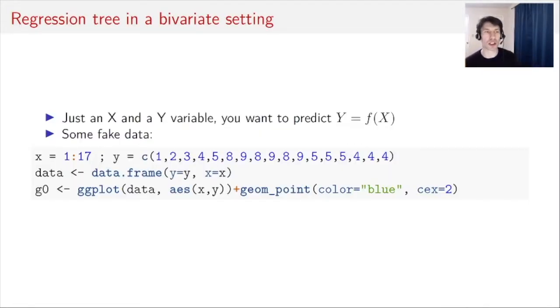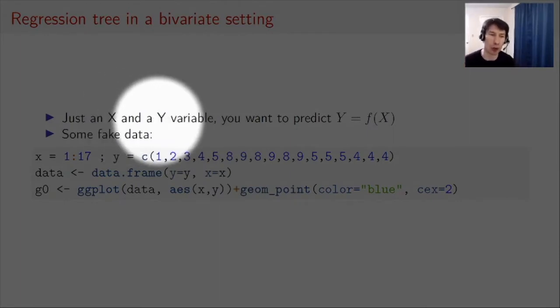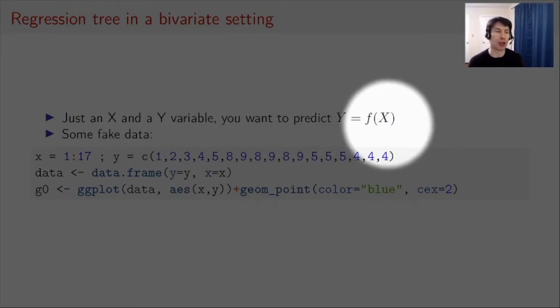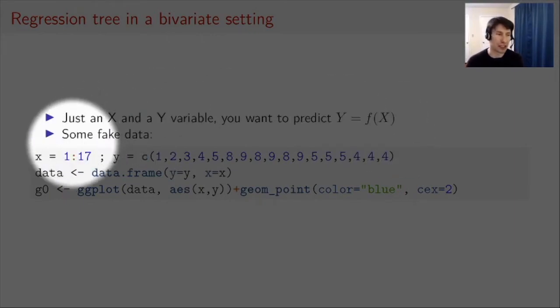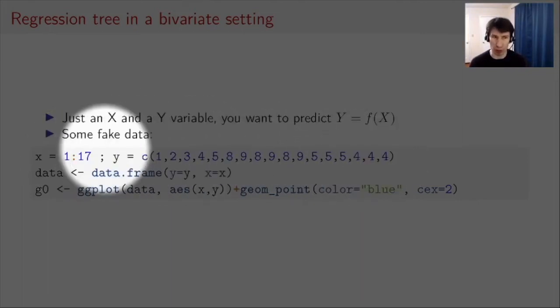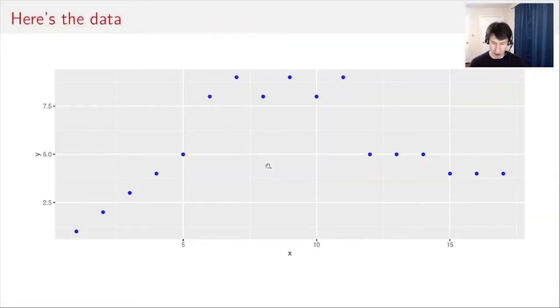And let us start with just an example. Let's do a regression tree in a bivariate setting. Bivariate setting, I just mean that we have one x variable and one y variable. So we are just trying to predict y using values of x. Let us make some fake data. We're going to have 17 observations, and x is 1, 2, 3, 4, 5, etc. until 17, so all of the integers. Y, on the other hand, is also integers, but with these numbers. I'll plot them in a second, you'll see them. So let's make a data frame and plot them. This is the data we have.